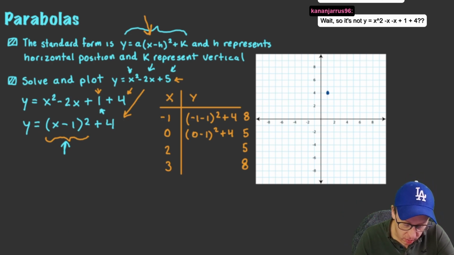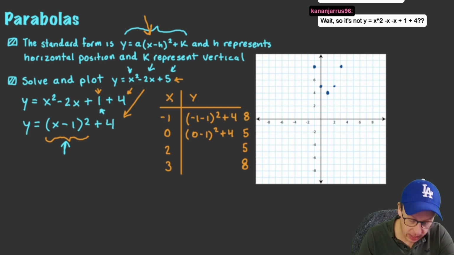All right. So now what we need to do is just plot all of these points. So if x is equal to -1, we know we're going to have a value of 8. And if x is equal to 0, we know that we're going to have a value of 5. And again, if x is equal to 2, we're going to have a value of 5. And then if x is equal to 3, we will have a value of 8.